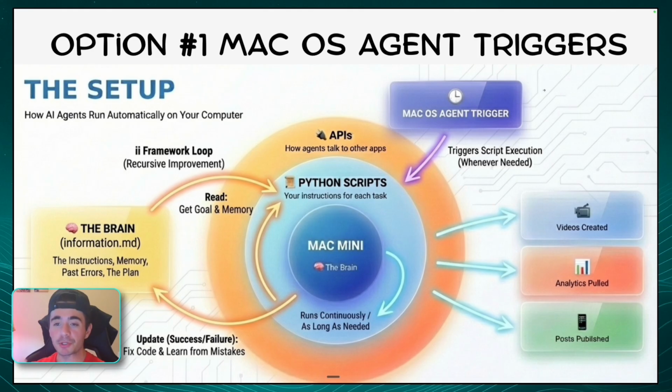All right guys, so option number one is the Mac OS agents triggers setup. So the first thing that I wanna speak about, guys, is actually how the Apple Macintosh operating system has this thing called an agents trigger. And the agents trigger allows us to essentially run any agent or any workflow we want on a schedule or on a cron job. And this happens locally directly on our machine.